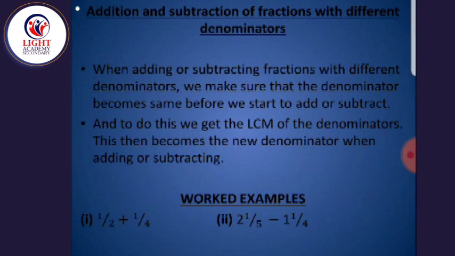As we proceed, we are now moving to addition and subtraction of fractions with different denominators. When adding or subtracting fractions with different denominators, we make sure that the denominator becomes the same before we start to add or subtract. The reason fractions need a common denominator before adding or subtracting is so that the pieces you are adding or subtracting are all of the same size. And to do this, we get the LCM of the denominators. This then becomes the new denominator when adding or subtracting fractions. Let's understand this more with the following examples.